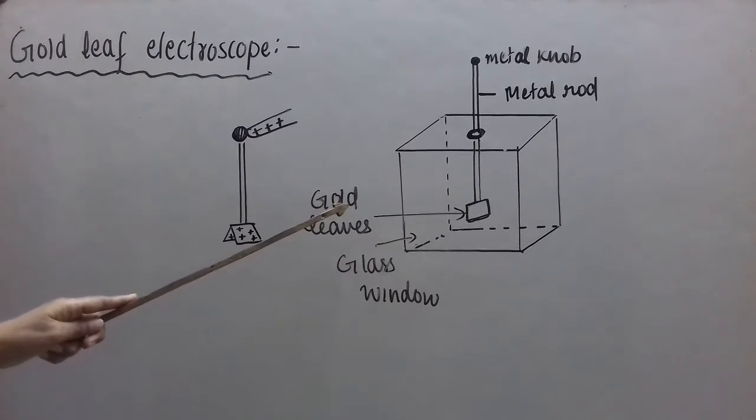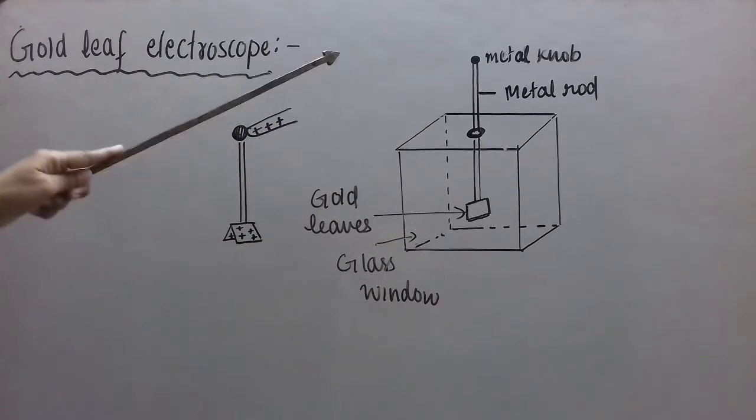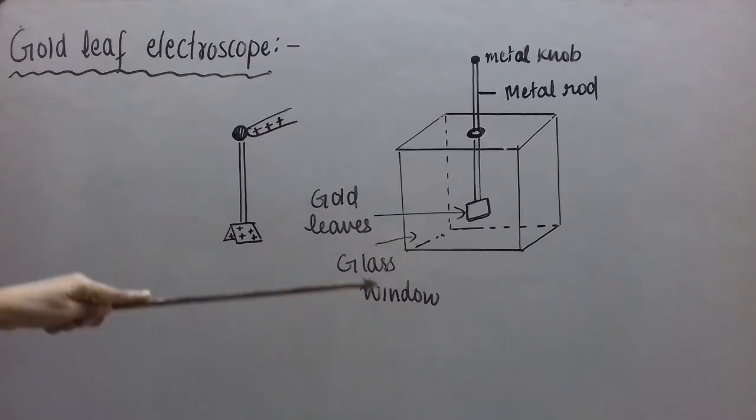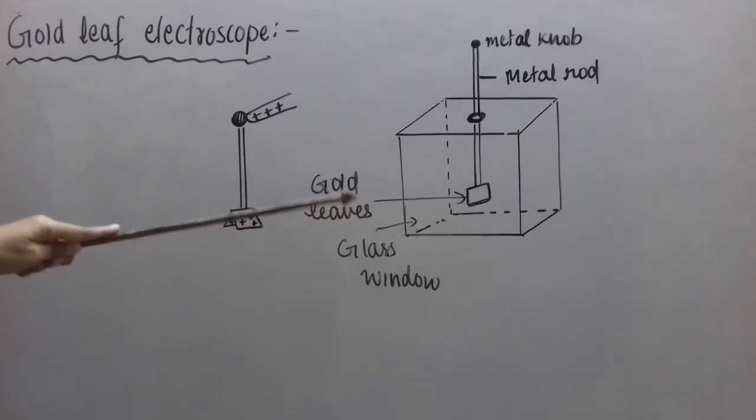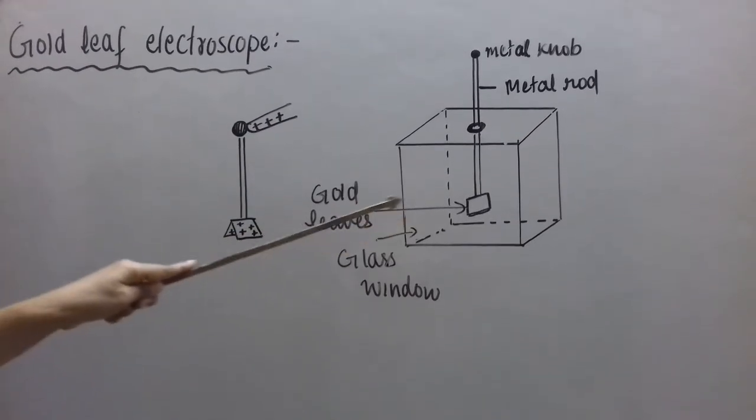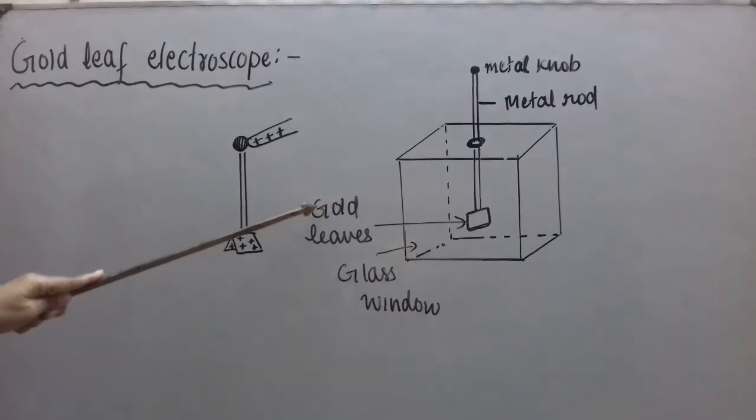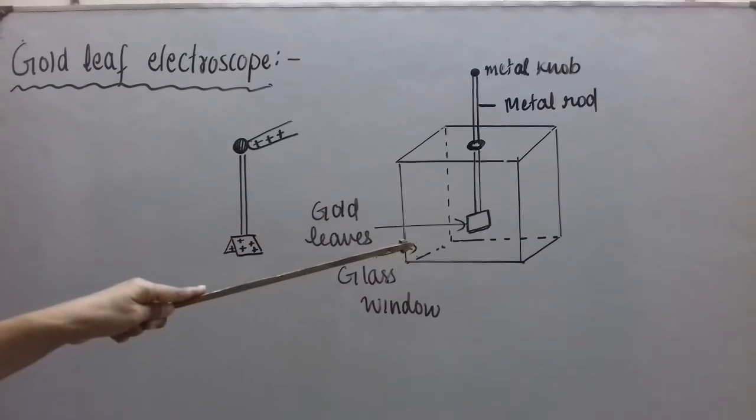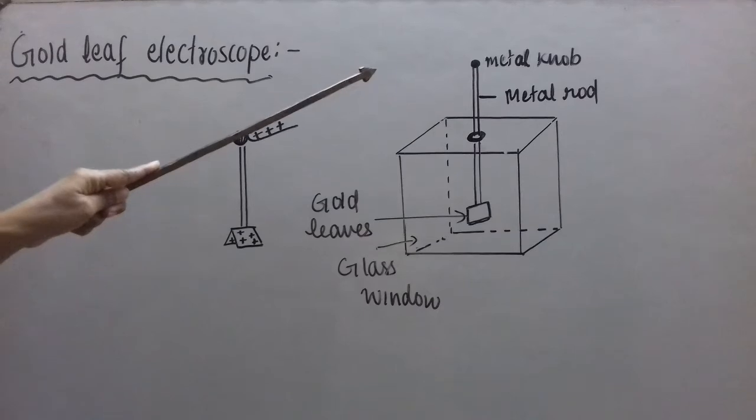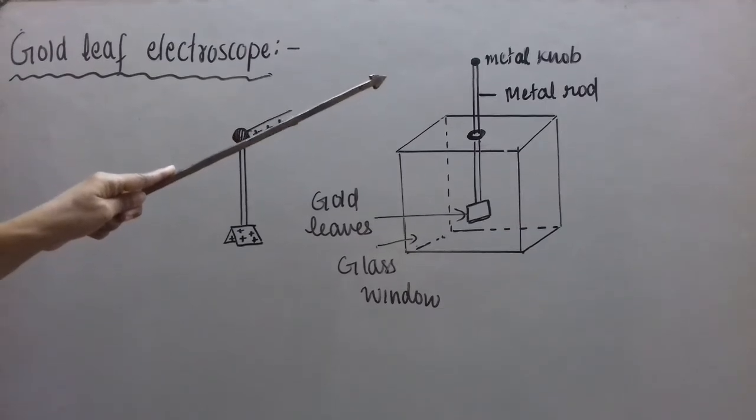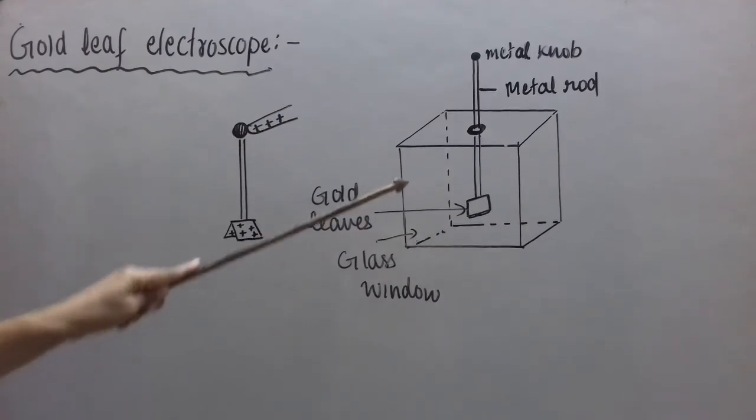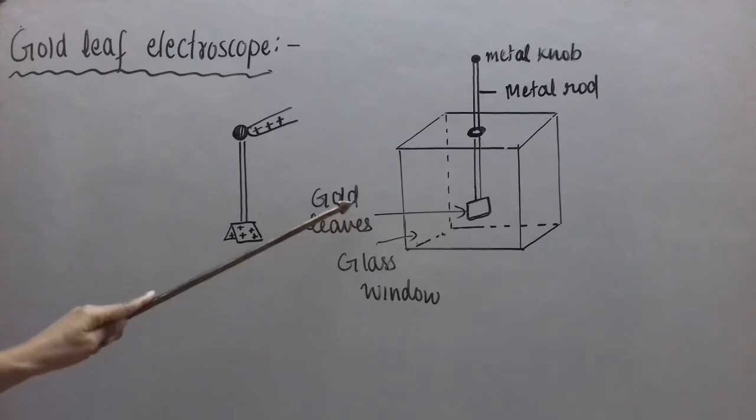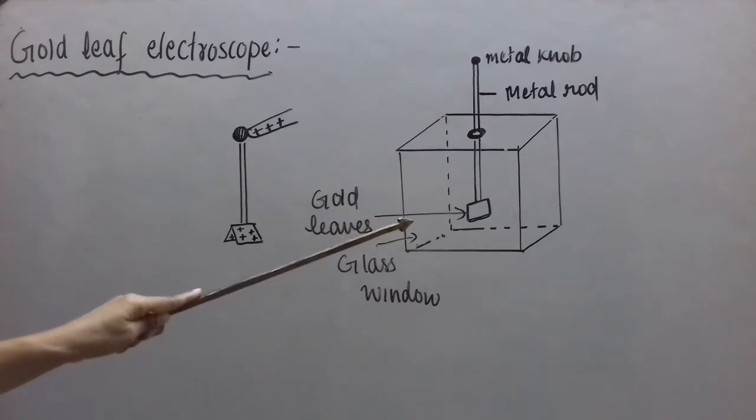Okay. Now here we have a vertical metal rod. This is a metal rod housed in a box. And it has two very thin gold leaves which are attached to its bottom end. And at the upper end, we have a metal knob. Then we have the metal rod, and two very thin gold leaves at the other end of the metal rod.